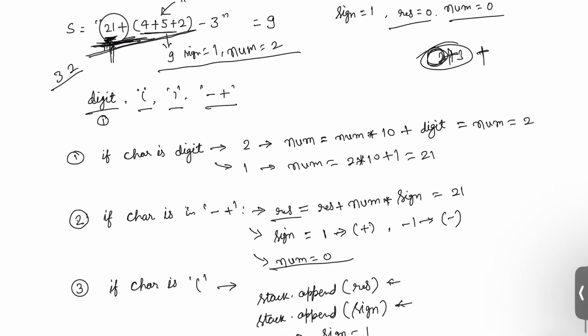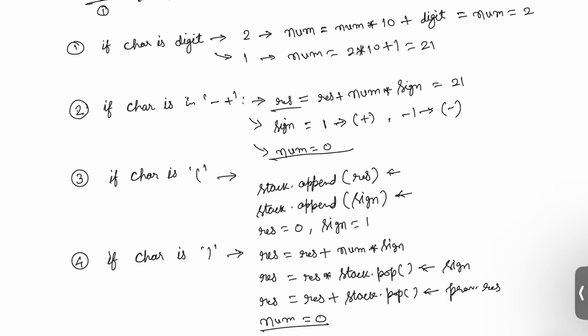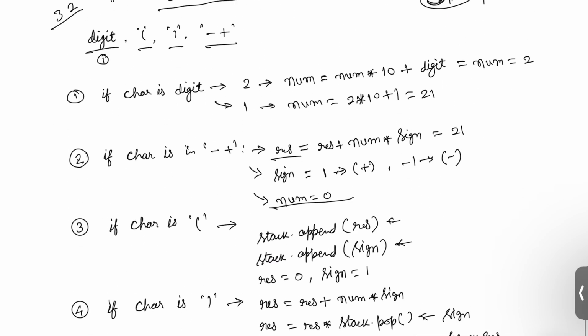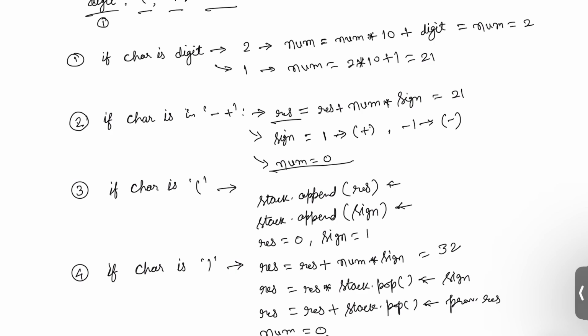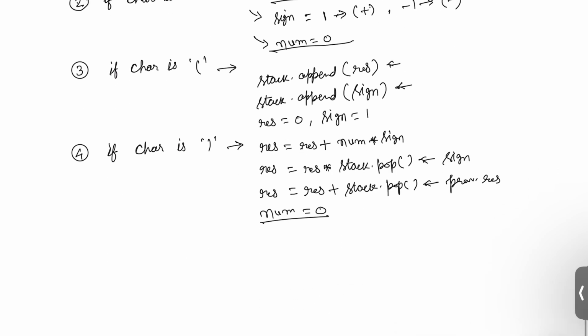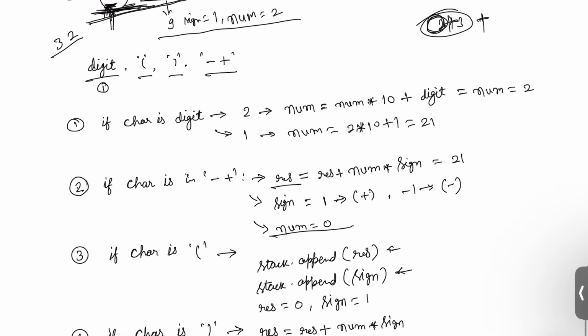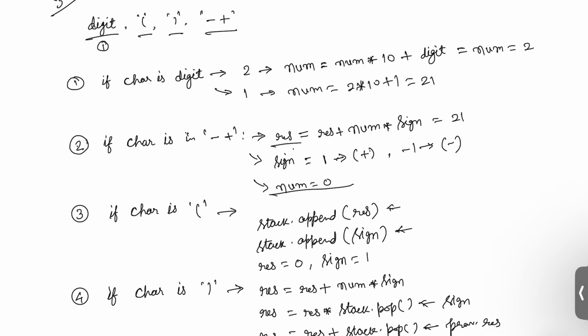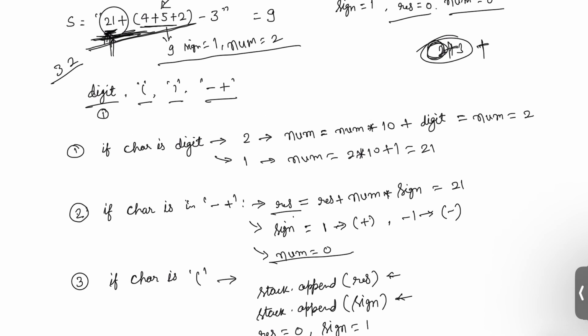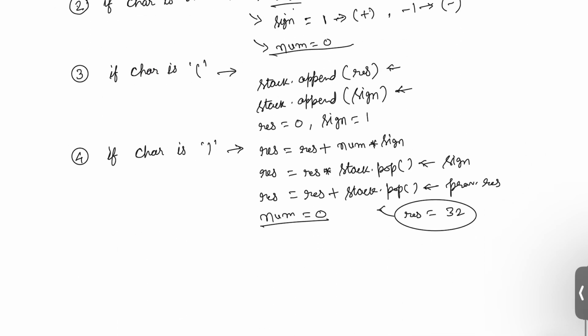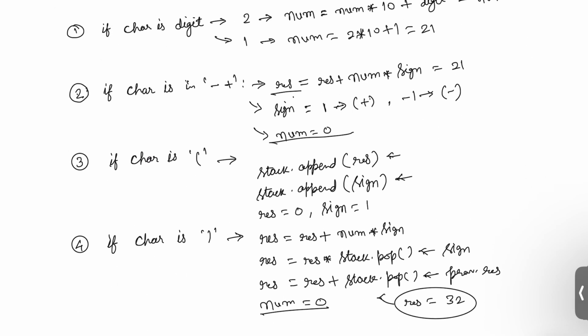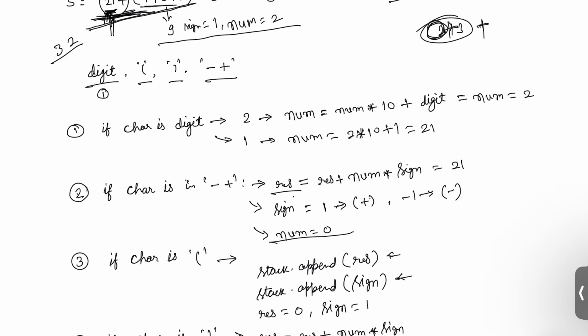Again minus symbol has come, so we will process it: sign will be minus. Previously result we have already updated till closing bracket, 32. Till here we have updated result equal to 32 till closing bracket. Then minus symbol will come, then num value is 0, then result will be again 32 and sign will be updated with -1, and then this digit 3 will come, so num value will be 3. So finally, no other case is satisfying, the last digit is 3, so num will be 3. Here num value will be 3.